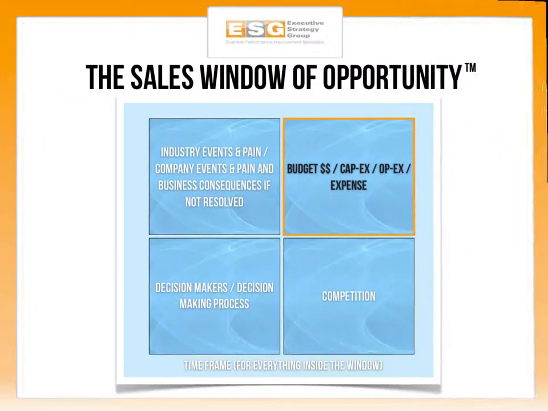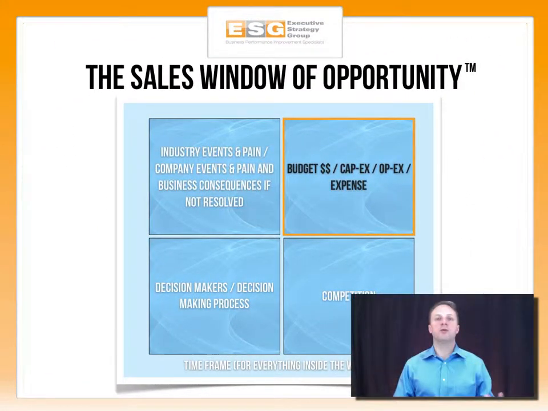So in the first video, we talked about industry events and pain. So fleshing out what are the challenges that your customers, or in this case your prospects, are facing at a company level, at an industry level, and what are some of the consequences if they don't solve them, and what are some of the upsides that they will gain by solving those issues and dealing with that pain.